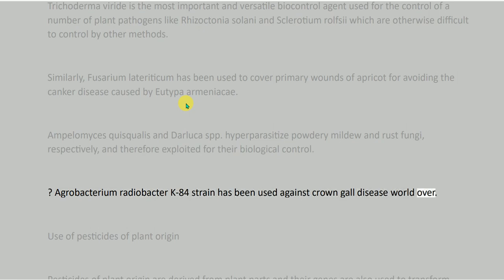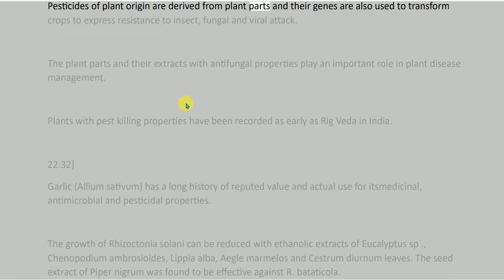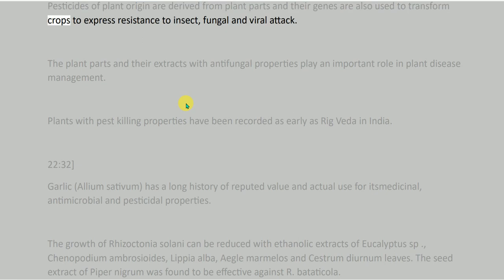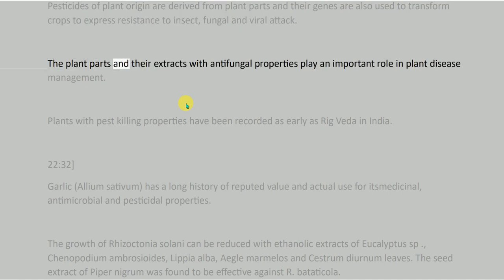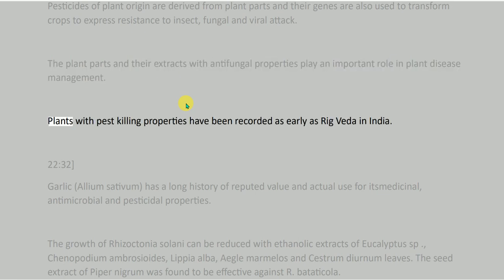Pesticides of plant origin are derived from plant parts, and their genes are also used to transform crops to express resistance to insect, fungal and viral attack. The plant parts and their extracts with antifungal properties play an important role in plant disease management. Plants with pest-killing properties have been recorded as early as the Rig Veda in India.